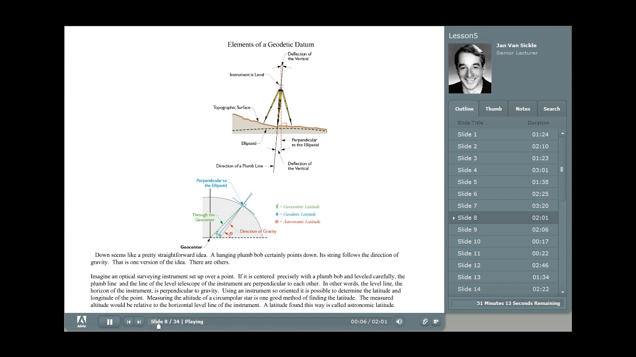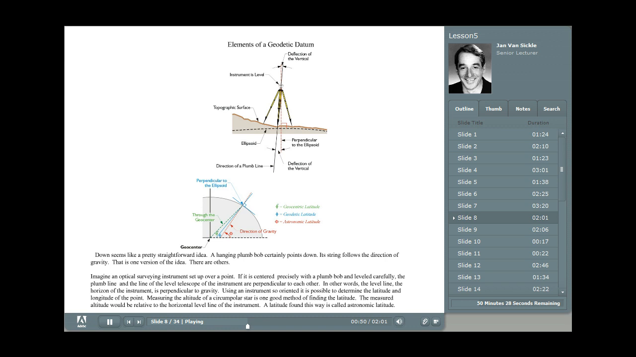Down seems like a pretty straightforward idea. A hanging plumb bob certainly points down. The string follows the direction of gravity. But as you see on this image here, in the upper part we have an instrument that's set up on the Earth's surface, the topographic surface, and the red dashed line is perpendicular to the ellipsoid at the point where we find the instrument. The black line is the direction of down according to a plumb line, or according to gravity, and the deflection of the vertical is the difference between them.